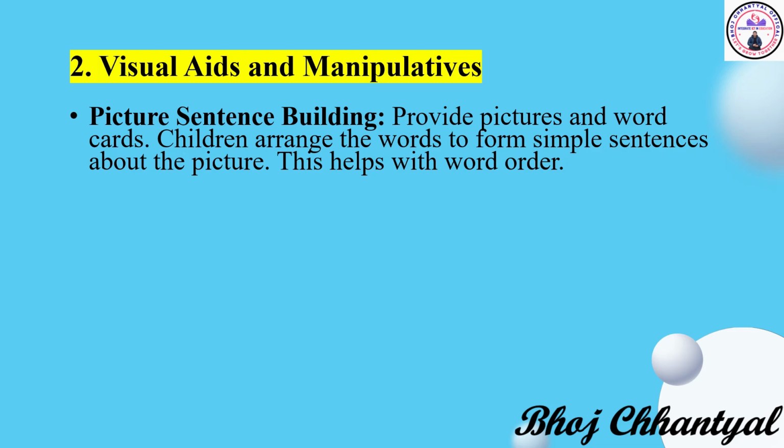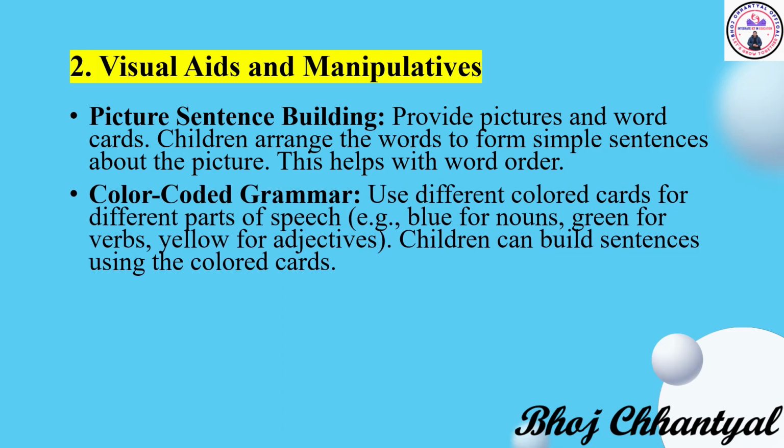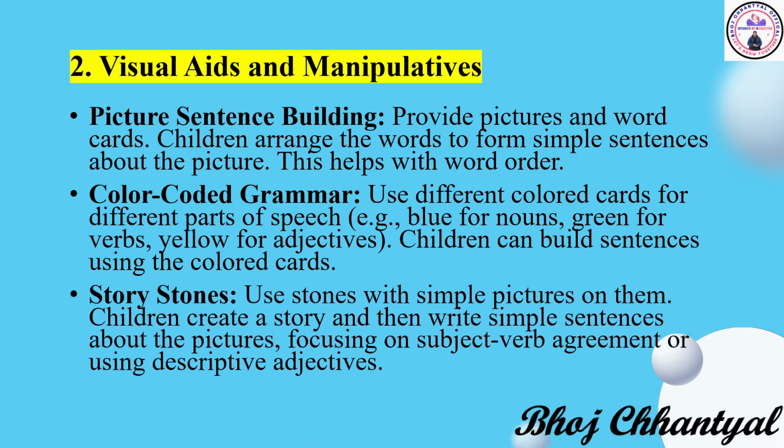A. Picture sentence building. Provide pictures and word cards. Children arrange the words to form simple sentences about the picture. This helps with word order. B. Color-coded grammar. Use different colored cards for different parts of speech. For example, blue for nouns, green for verbs, yellow for adjectives. Children can build sentences using the colored cards.